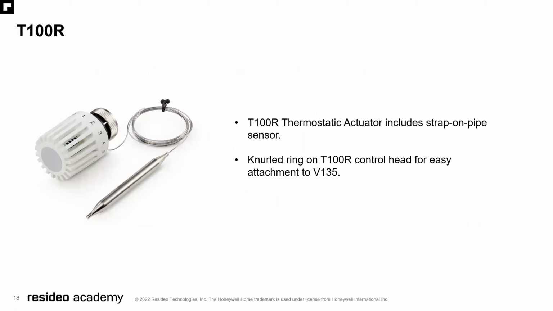Here's the T100R thermostatic actuator. It includes a strap-on pipe sensor. The little knurled ring that you can see there is to go ahead and easily mount it to the valve body for the V135.